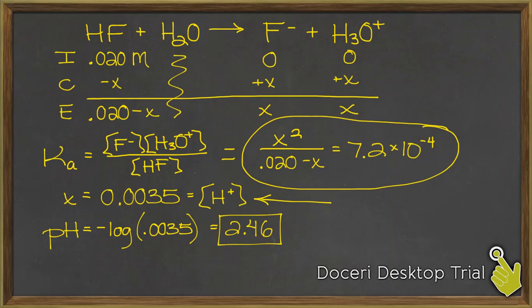Now, will it always? No, but you don't have to memorize that, guys. Look right here. If you've filled out your ICE table, you can figure out what X is. And in these cases, X is equal to H plus. I plug it into my pH equation, and I get 2.46 as my final answer. And that is a pH that makes sense for an acid, which HF is.